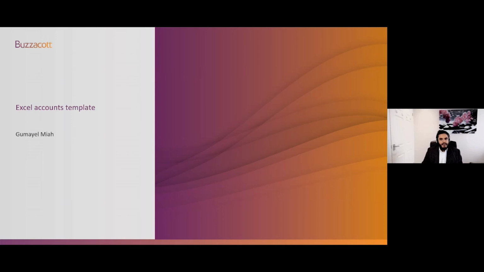So I'm going to spend a bit of time talking through our Excel Academy accounts template. So this is the tool that we offer to our clients to help take your closing trial balance and convert it into a statutory set of financial statements compliant with the ESFA accounts direction requirements.